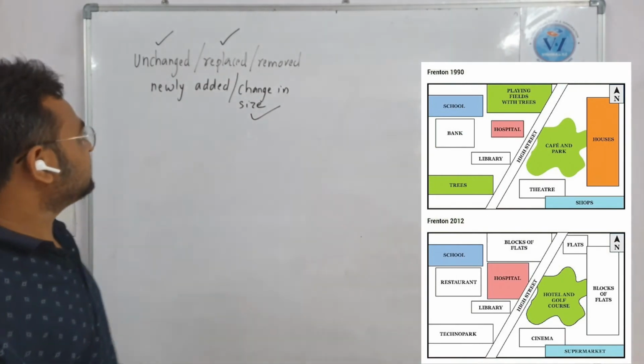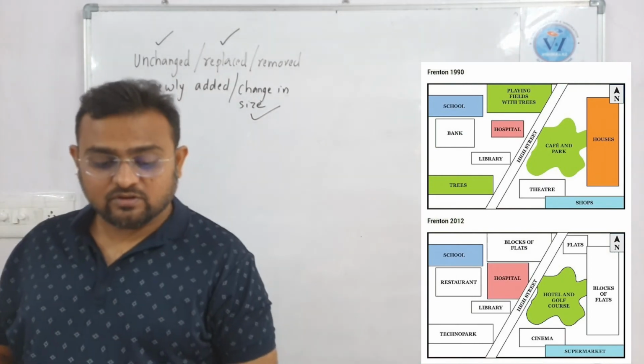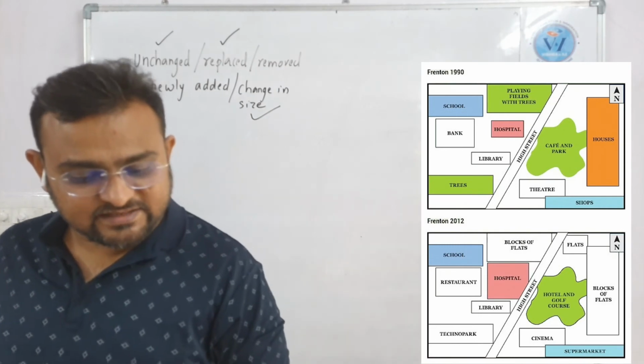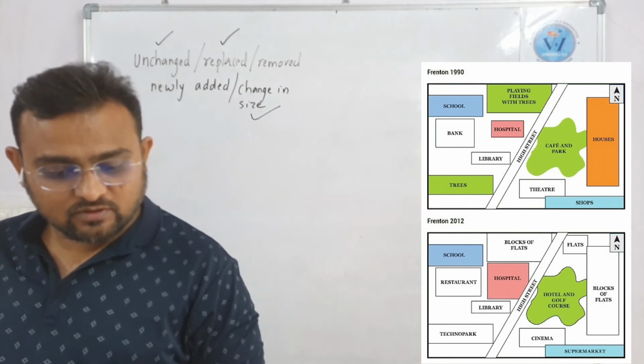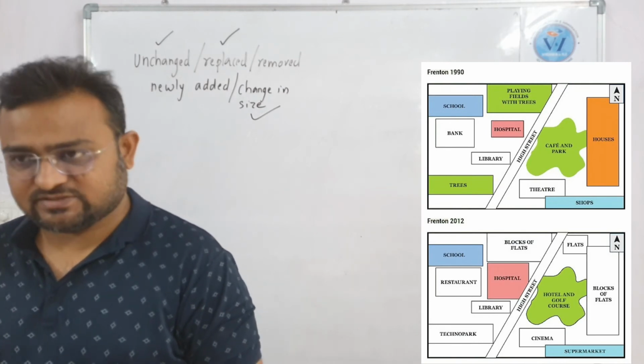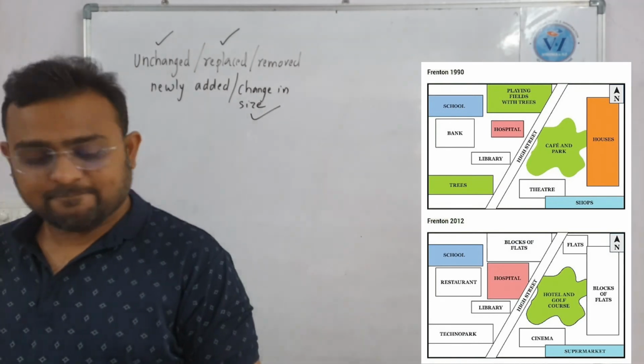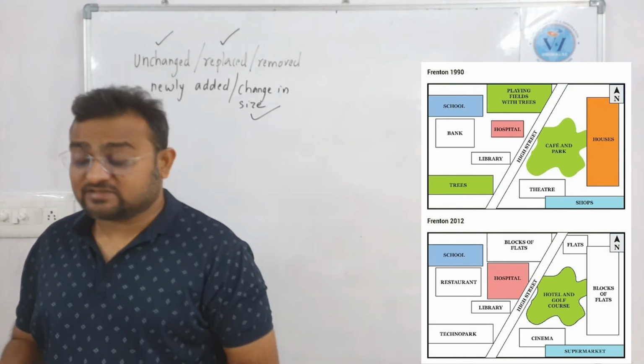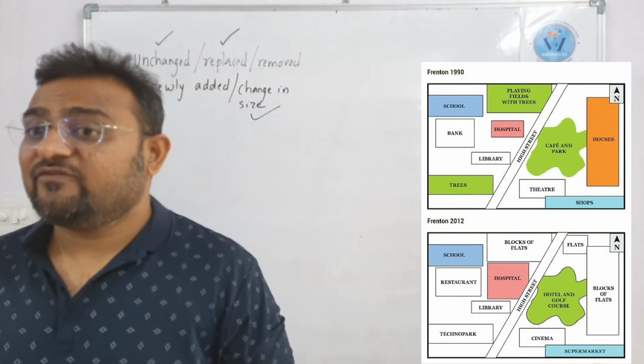Now is there anything which is totally removed? In this map, I can't see anything which is totally removed. But instead of bank, restaurant is. So I will use the word it's replaced. Okay. Then, yes, new thing added, flats.